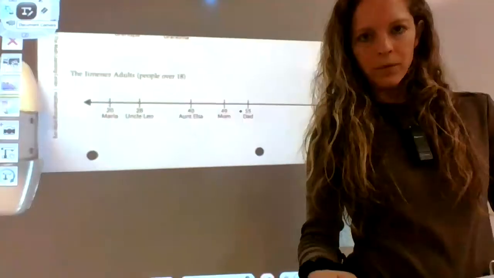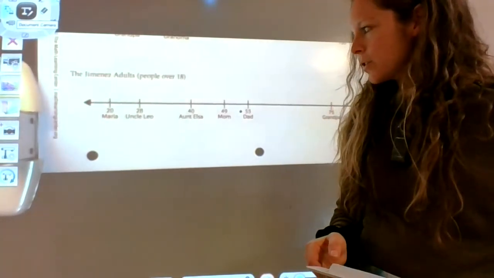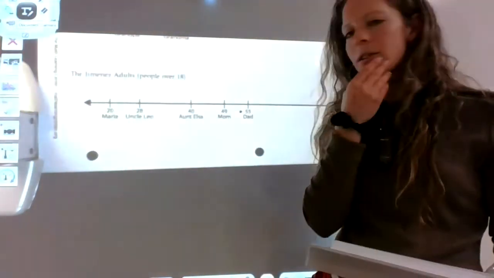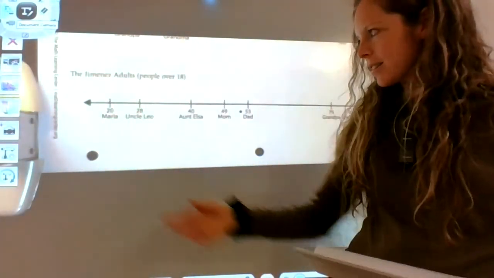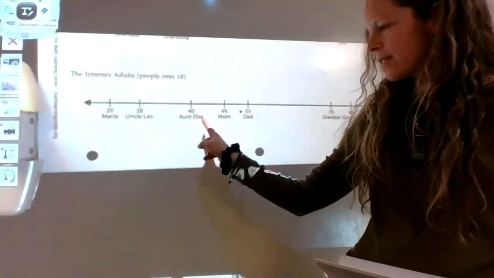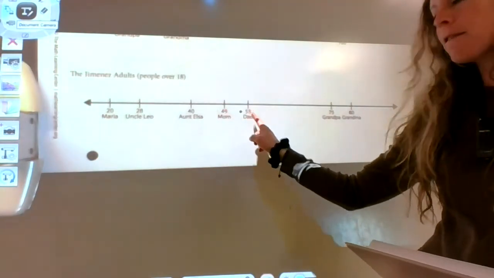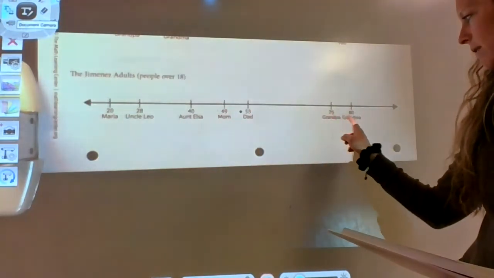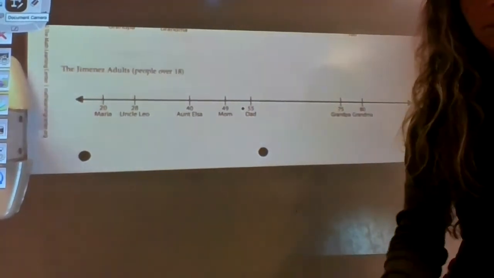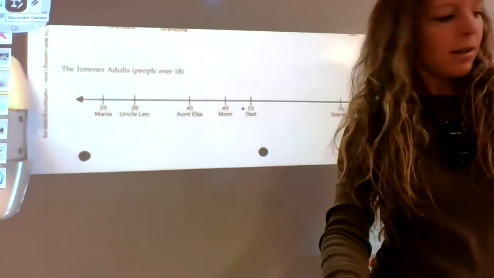Okay, back to math. Okay, finally today in your journals, I would like you to show me how you figured out these answers. Here are the Jimenez adults, people older than 18. We have Maria at 20, Uncle Leo at 28, Aunt Elsa at 40, Mom at 49, Dad at 55, Grandpa at 75, Grandma at 80. You can pause the video if you want to rewrite that out.